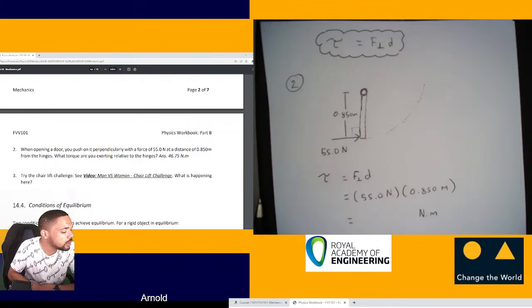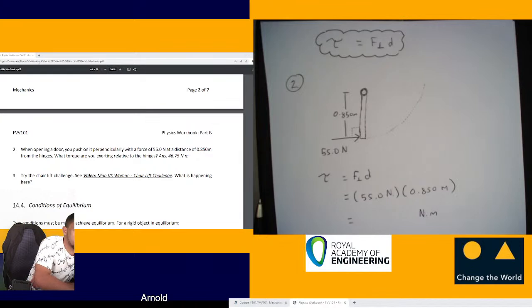Let's see. Always make sure. Let me just check. 55 multiply. Now I have a lot of other problems. I didn't do this one for obvious reasons, but I wanted to do it with you because the answer is already there. I just want to make sure that the book is spot on. 0.85, the answer is already there, and there you have it. It is 46.75, so it is correct. The book is correct. Where's the notes? Yeah, there we go.